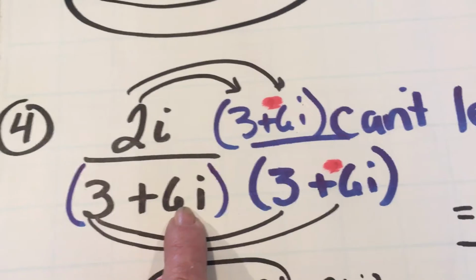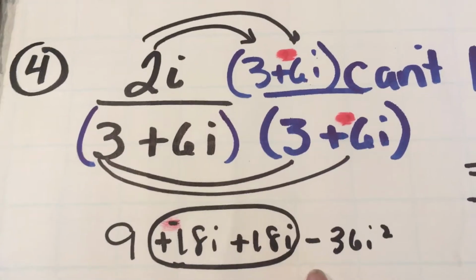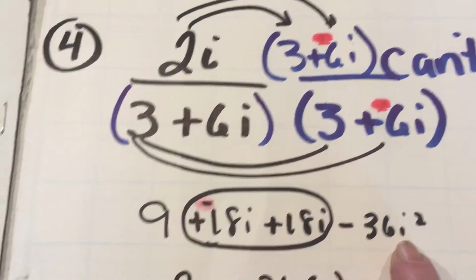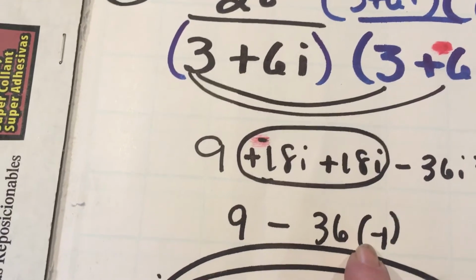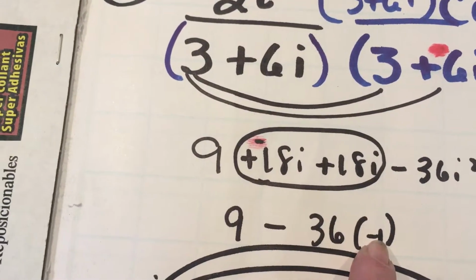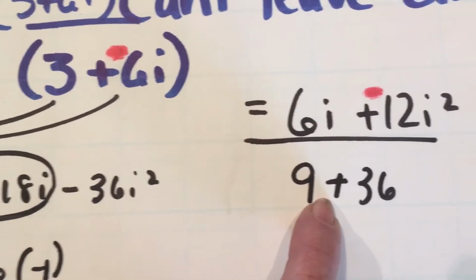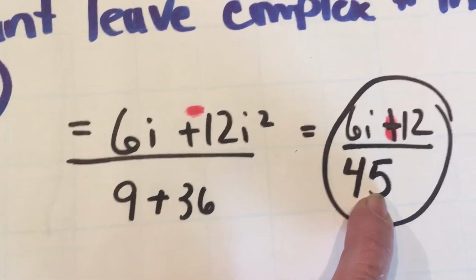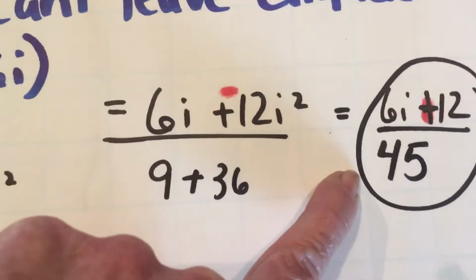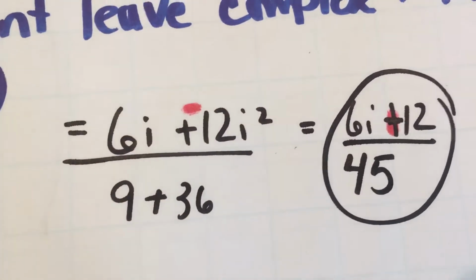And then we have positive 6i times negative 6i, which is going to give me negative 36i squared. We know that i squared is the same thing as negative 1. So we have negative 36 times negative 1, which is positive 36. So we have 9 plus 36, which gets us to 45. So the numerator is 6i plus 12. The denominator is 45.